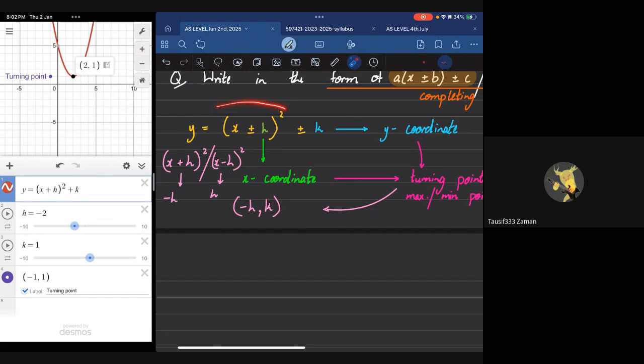But if you're going to show it as your turning point on your graph, then obviously you have to use the alternative values. Is this clear? Nosheen, is this clear?